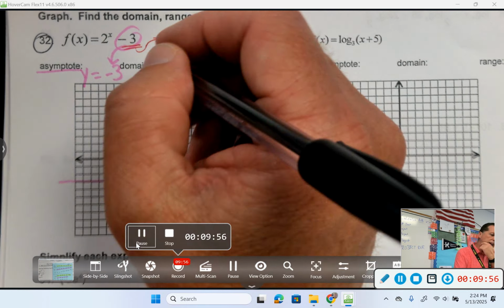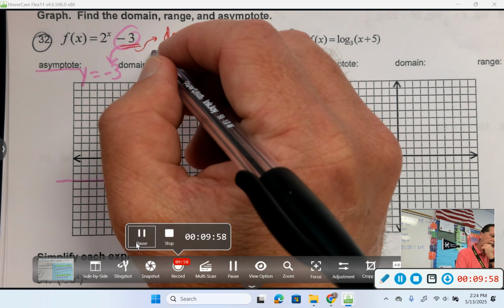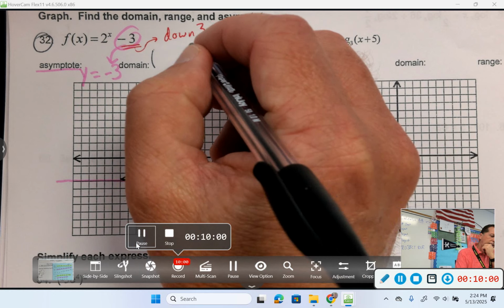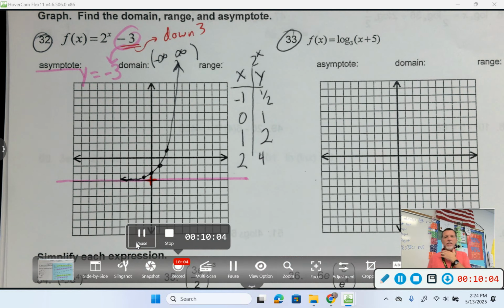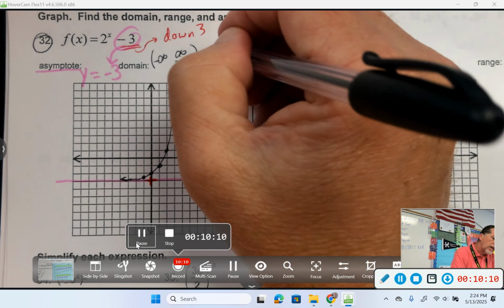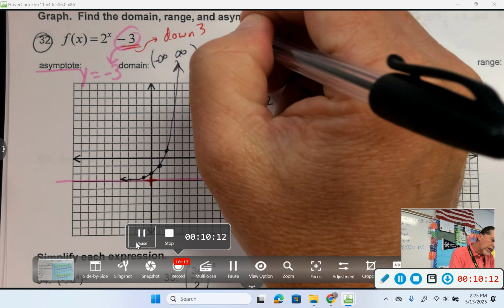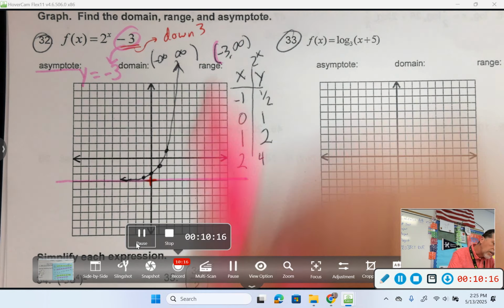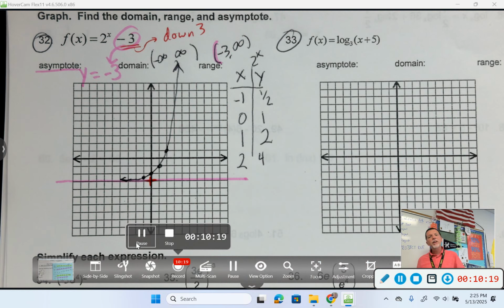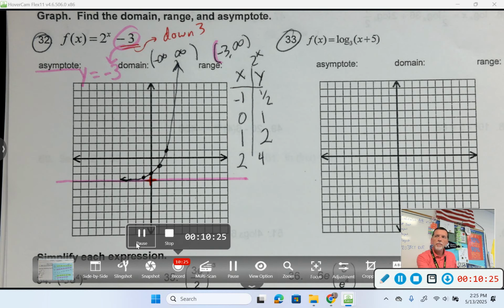How about the domain? Yeah, all real numbers. And the range? Yeah, -3 to infinity, but not including -3. In fact, that goes with the fact that that's an asymptote. Right? We don't get to -3. So start just above -3 and on up from there.